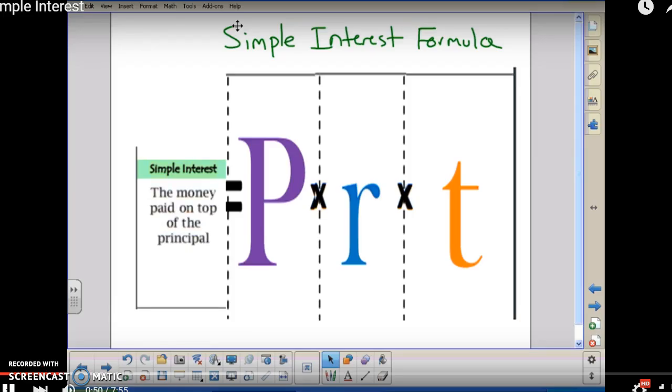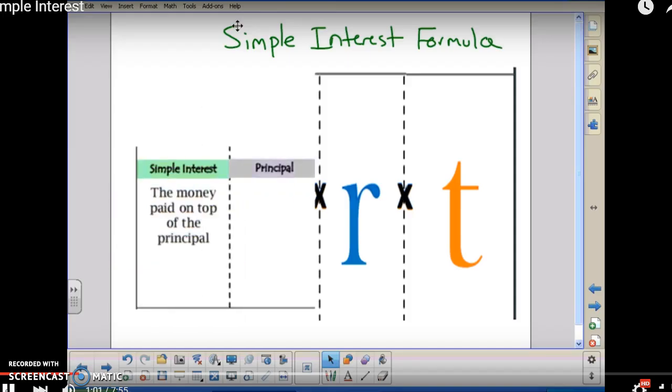So it's how much extra money you pay after you take a loan, or if you are putting money into an account, the money that you're paid on top of the principal. P is the principal amount. The principal amount is the amount of money borrowed or invested, so it's what your starting point is.